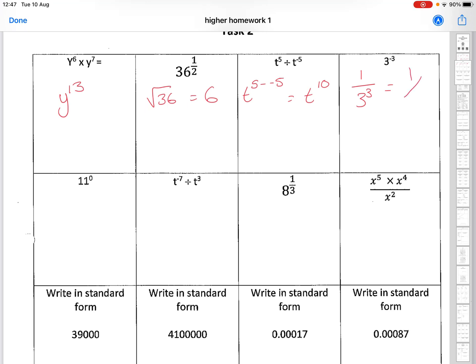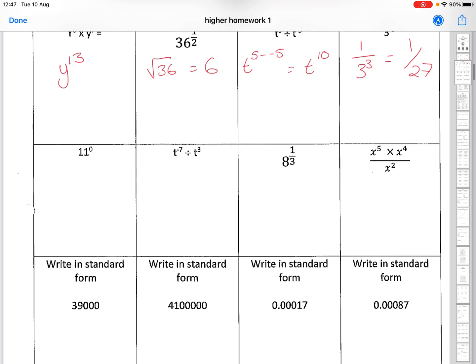We can't leave it like that. We have to work that out. So 3 times 3 times 3 is 27, so it's 1 over 27. Anything to the power of 0 is just 1.